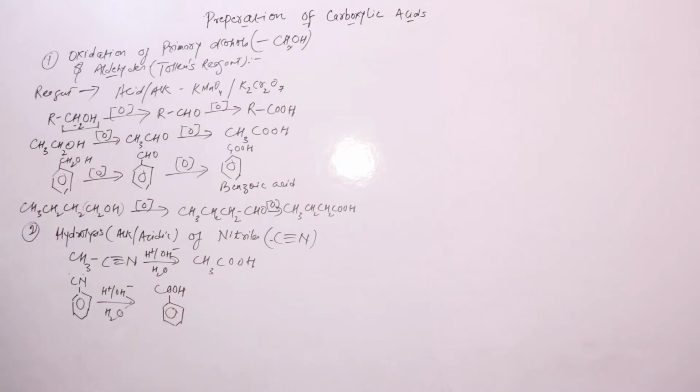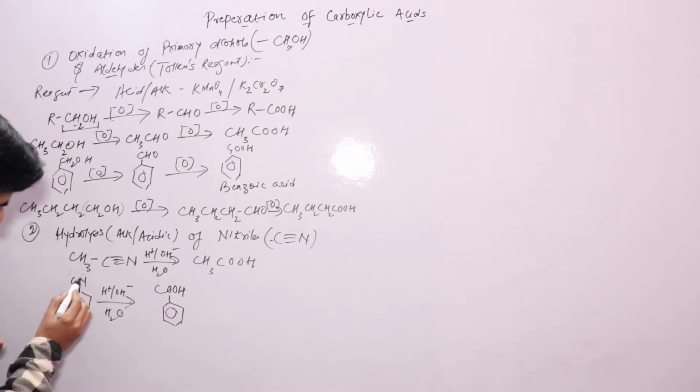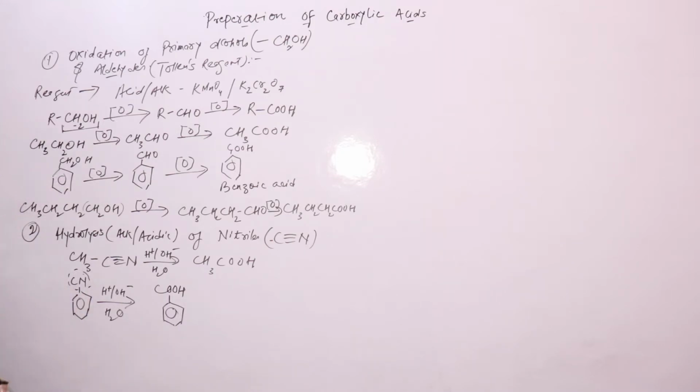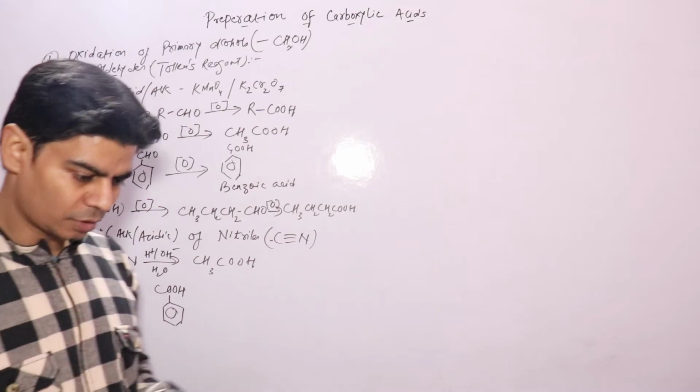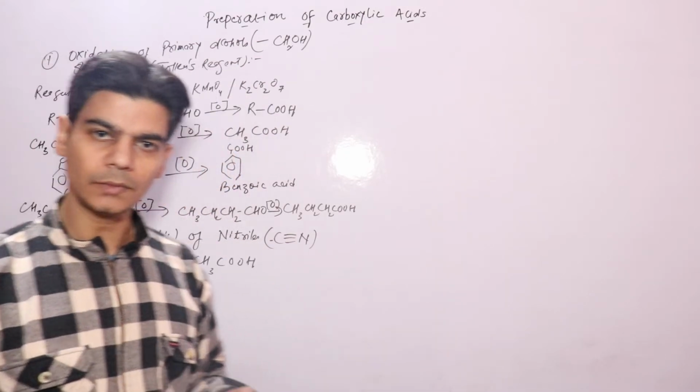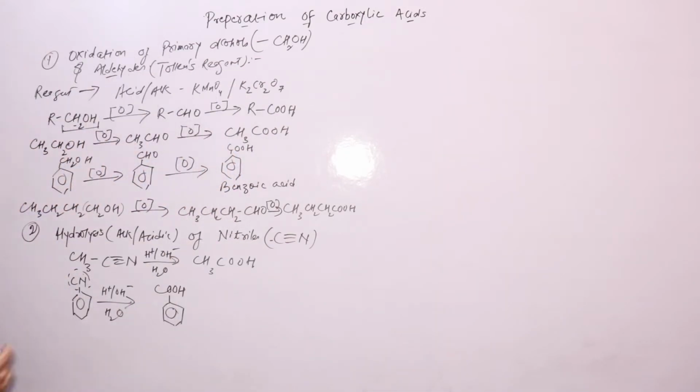Right? This is your benzoic acid. Now you have to understand one more thing here, that is how to prepare these cyanides. Cyanides are generally prepared from alkyl halides, or from alcohols. Let's look quickly at the reaction.